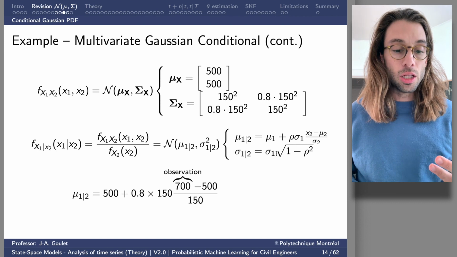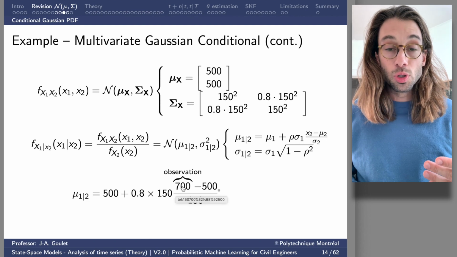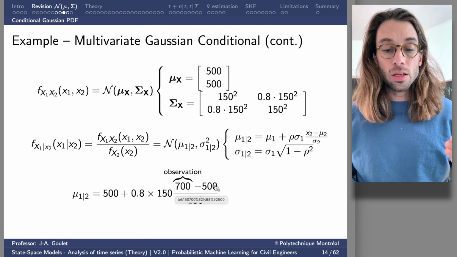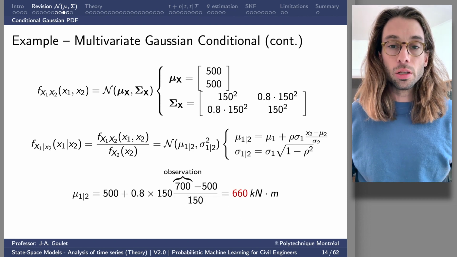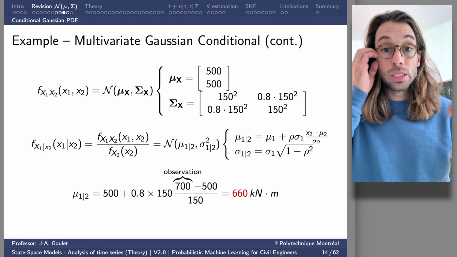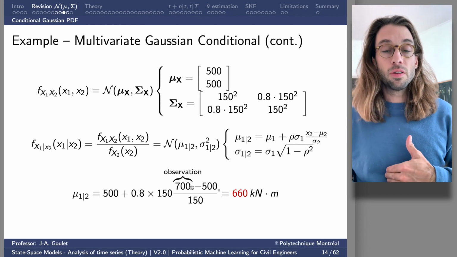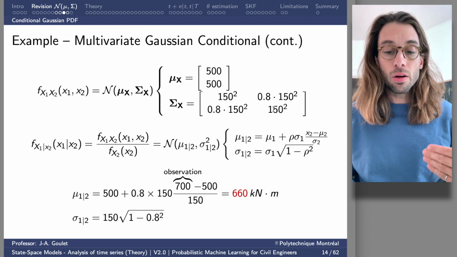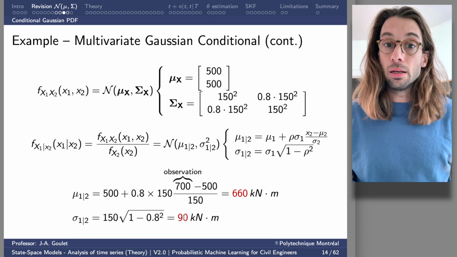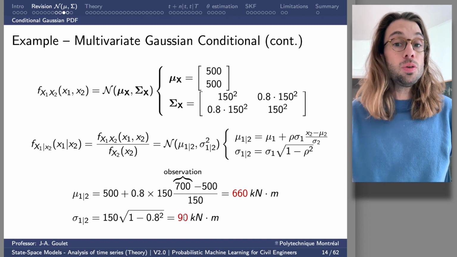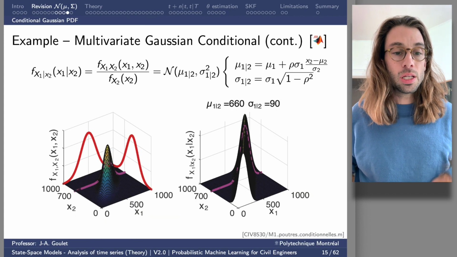If I just fill in the numbers, this is mu1, 500, plus the correlation coefficient times the prior standard deviation, times my observed value of 700 kilonewton meters minus 500 kilonewton meters, which is my mean mu2, divided by the prior standard deviation. The result is 660 kilonewton meters. This is my posterior knowledge for my first beam, given that I've observed that my second one has a strength of 700. Same thing for my variance. My prior standard deviation was 150 kilonewton meters. My posterior standard deviation shrank to 90. So by observing the strength of the second one, it reduces my uncertainty for the strength of the first one. This is how we can use this.